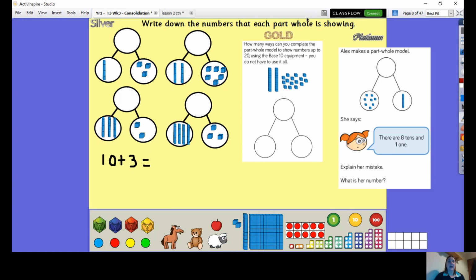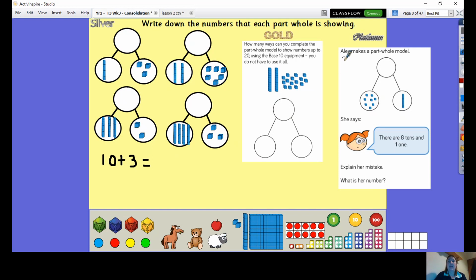The gold says how many ways can you complete the part whole model to show numbers up to 20, using the base 10 equipment? You do not have to use it all. So how many numbers can you make? Again, you'll have to draw it unless you've got some base 10 at home, but you can draw lots of part wholes. How many numbers can you make up using these up to 20?